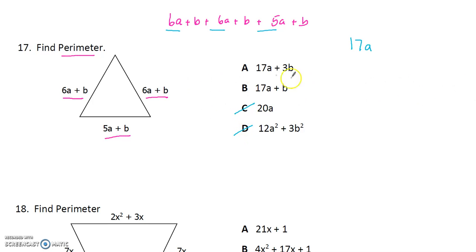And then I've got some b terms. Oh sorry, excuse me, can't read my handwriting. This is a plus b and a plus b and a plus b. So there's 1, 2, 3 b's. So it'll be plus 3b. So A is going to be the correct answer.